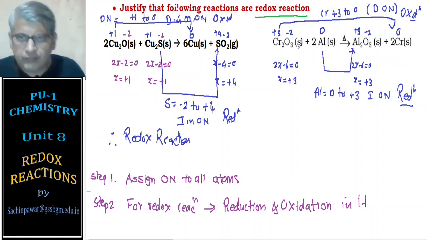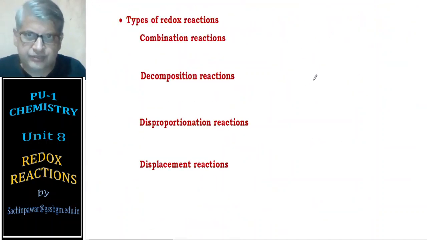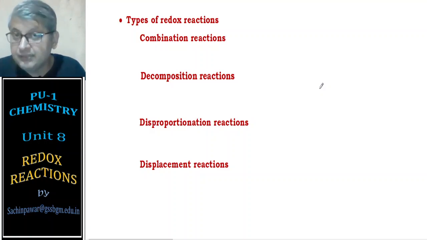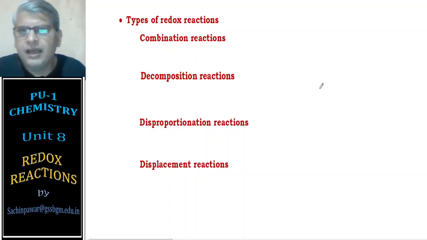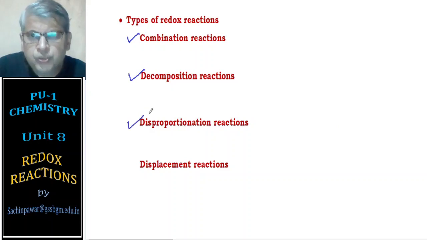Fine. With this, let's move on to the next part. Types of redox reactions. We already know how to identify whether a reaction is a redox reaction or not. Many redox reactions exist in the syllabus and in the chemical industries. The main ones are: a redox reaction can be a combustion reaction, a decomposition reaction, a disproportionation reaction, or a displacement reaction.